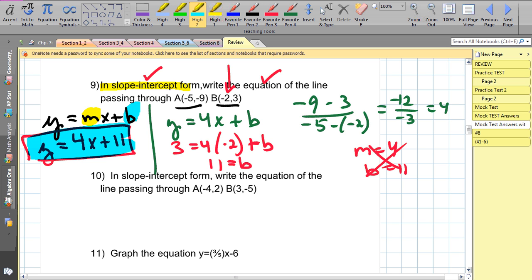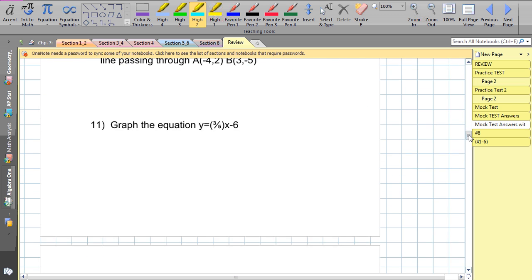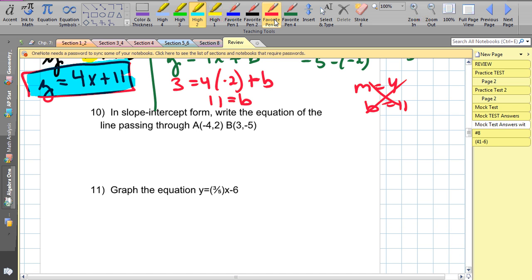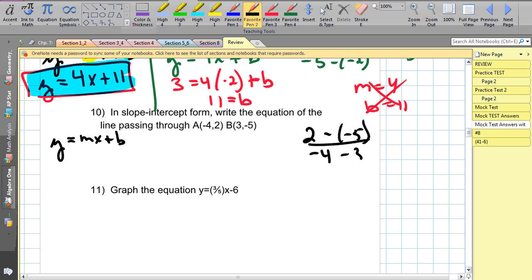All right, number 10. It says write in slope-intercept form the equation of the line passing through those two points. Well, this is the same scale here. I want to find the slope first because the ultimate goal is to write this equation knowing the slope and the b value. So I'm going to go 2 minus a negative 5, subtracting the y's, and negative 4 minus 3. Well, this equals 7 all over negative 7. So the slope here is negative 1. So y equals negative 1x plus b.